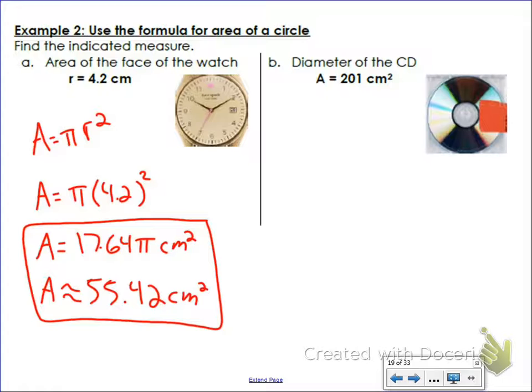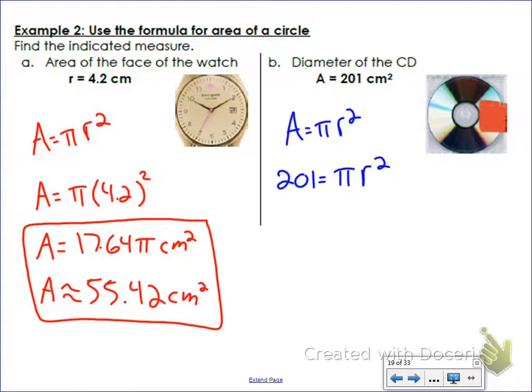Now with part B here, we're given the diameter of the CD. Remember the formula is area equals pi times my radius squared. I don't need the diameter, I need the radius to find the area. But we know that we want to find the diameter in this particular case. So we're given the area is 201 centimeters squared, and we're going to work backwards. We're going to have to find the radius first. So area is 201, so that's going to go in spot for A, equals pi times my radius squared.